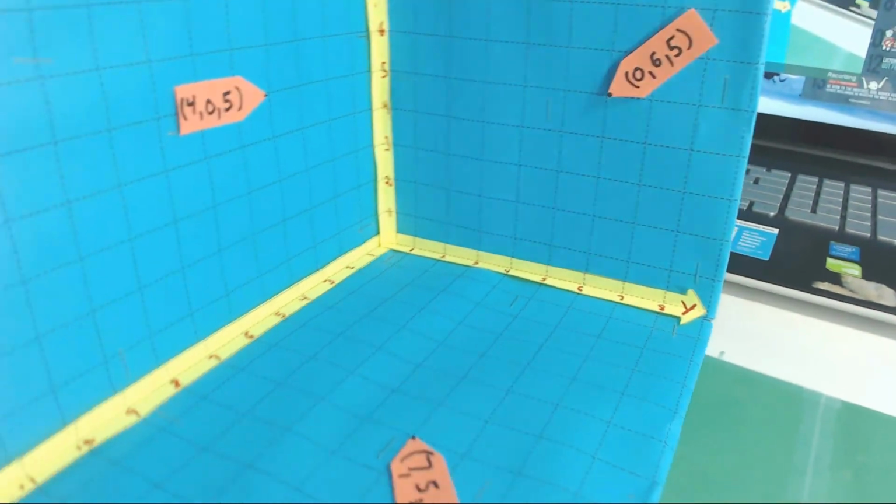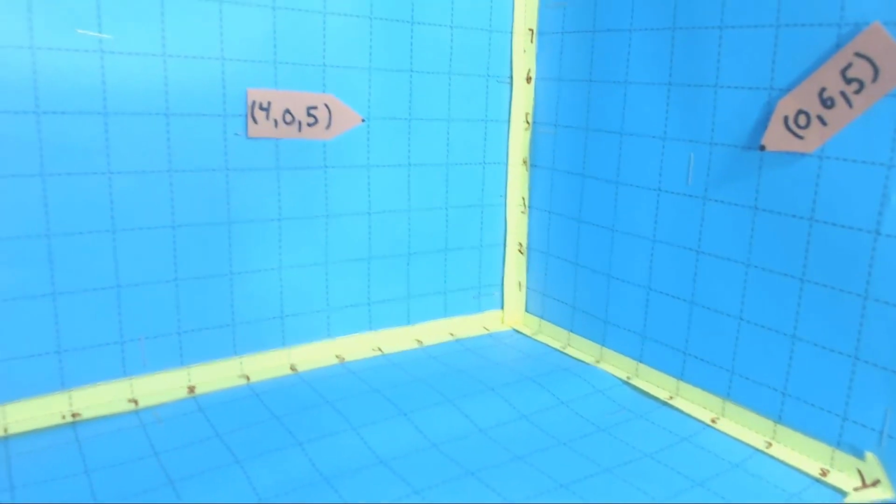All right, that is it for this one. These are the major ways of locating points in different coordinate planes.